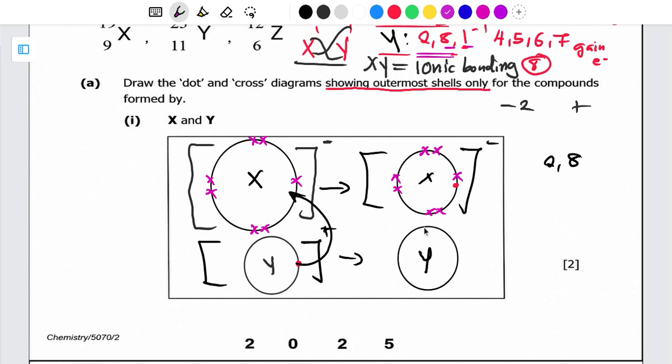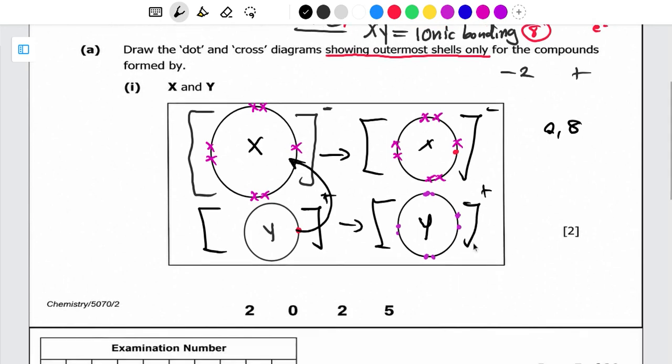So we're going to use the dots 1, 2, 3, 4, 5, 6, 7, 8. And remember, electrons have to be paired. So I need to put a positive here. So this is how you're supposed to draw that.